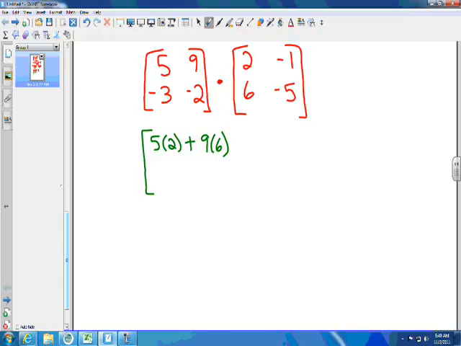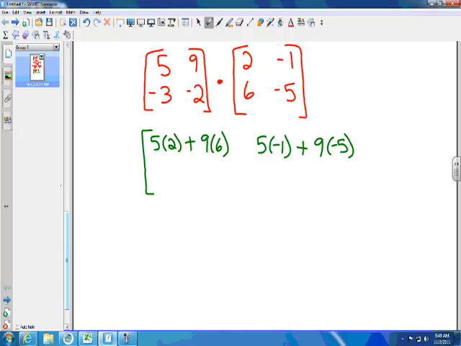Now we have to do row 1, column 2. So over here we would have 5 times negative 1 and plus what? 9 times negative 5. Notice these numbers are the same, the ones you're multiplying, because you're doing the same row. And it'll be the same for the next one.